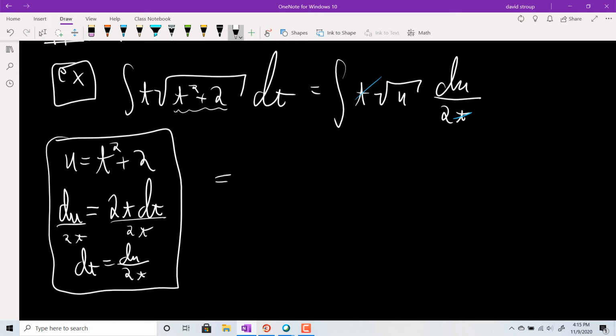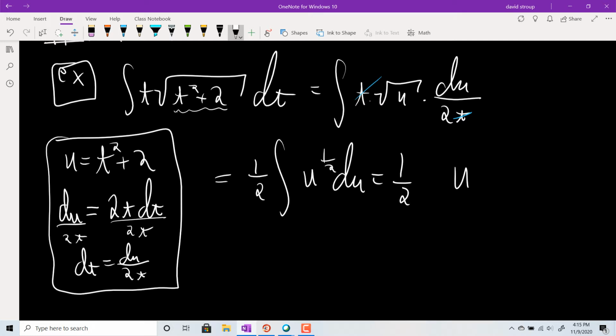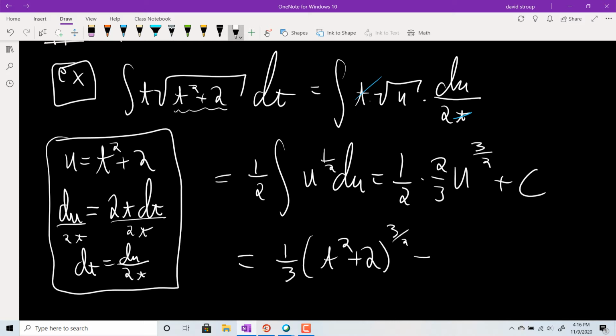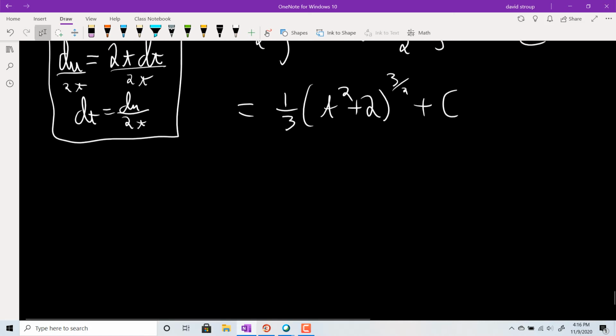There's a fraction of 1/2. I mean, this is just a product of a bunch of things, right? So you could factor things out of it. So I can bring a 1/2 out in front, and then you're just left with u to the 1/2 du. And that's an elementary integral you can integrate using the power rule. u to the 1/2 plus 2/2 is 3/2 times 2/3 plus c, and then simplify it, and back sub: (t squared plus 2) to the 3/2 plus c. Okay? Let's get a whole bunch of these.